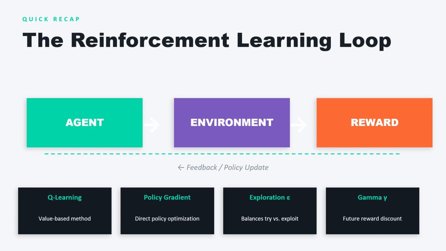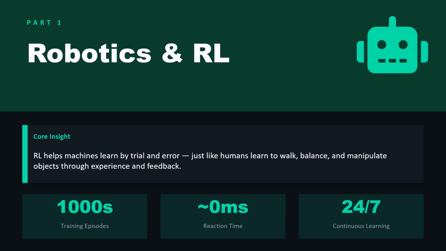Some key ideas. Q-learning helps estimate the value of actions. Policy gradients directly improves decision strategies. Exploration means trying new things. Gamma controls how much future rewards matter.